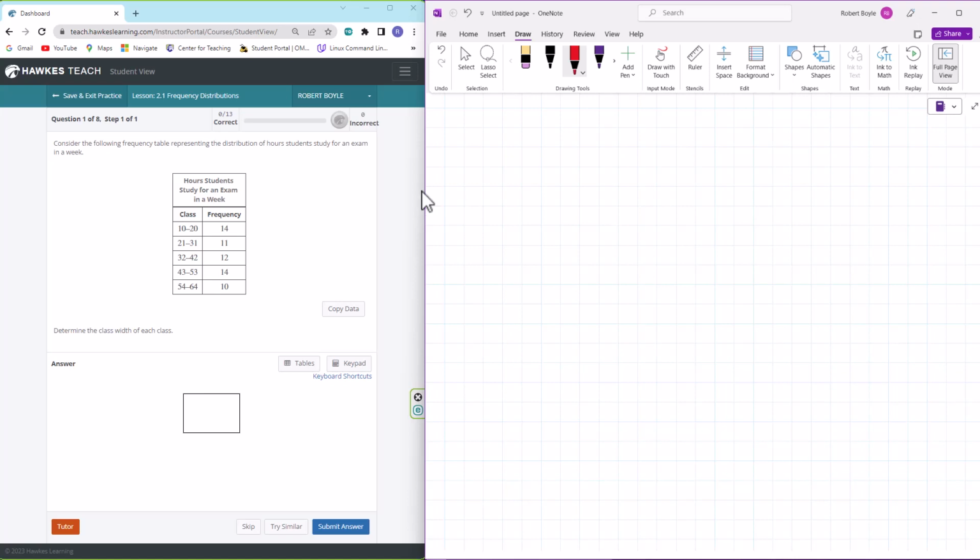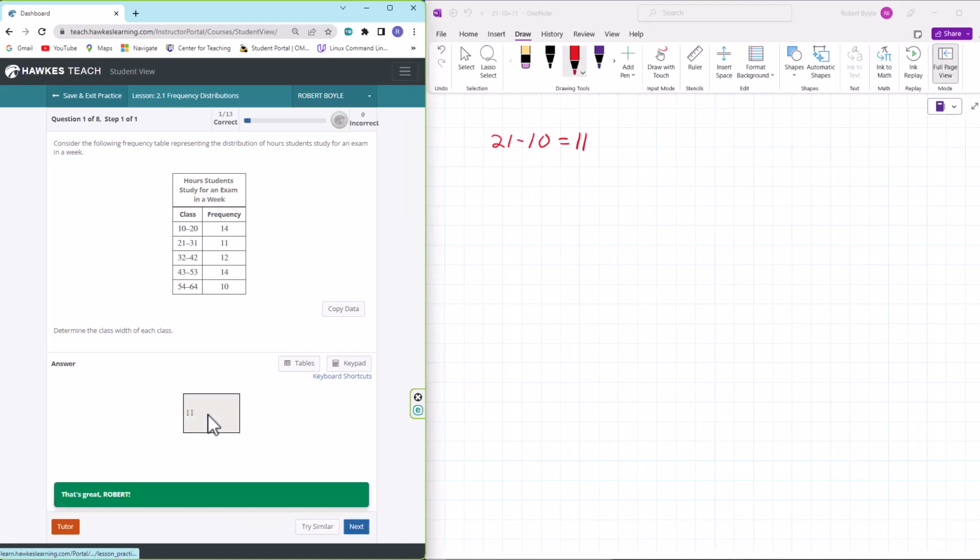Notice here the lower limit of class 2 is 21. The lower limit of class 1 is 10. The difference happens to be 11. That is the class width. So you just want to click on the answer field, type in 11, hit enter. There you go. We did it right. And now we can move on to the next problem.